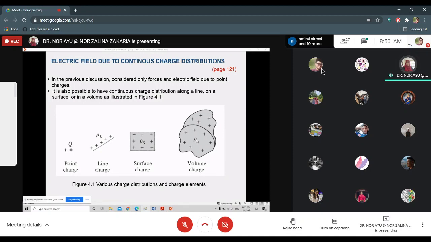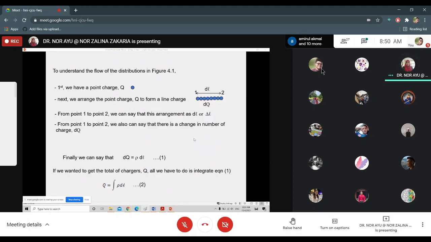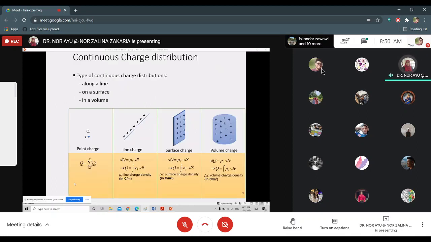Okay, so now, kita dah go through hari tu, so saya just skip. You can see here, for point charge, the equation is just Q equals Q. For line charge, Q is equal to the integration of rho L dL. It's the differential of the length of this line, so that's why we have dL.